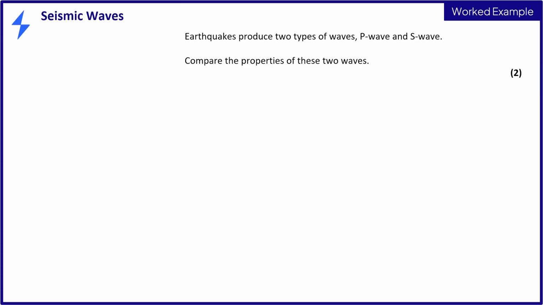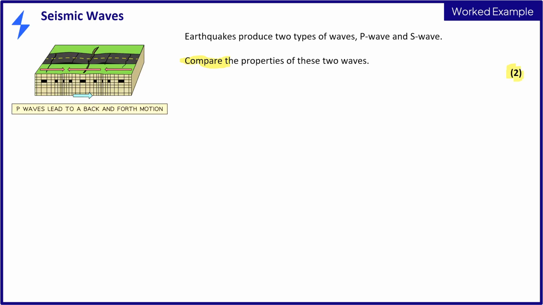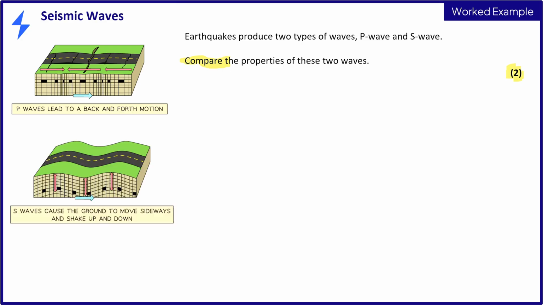This question is about the properties of seismic waves produced during an earthquake. Earthquakes produce 2 types of waves, P waves and S waves. Compare the properties of these 2 waves for 2 marks. P waves cause a back and forth motion during an earthquake. S waves cause the ground to move sideways and shake up and down.